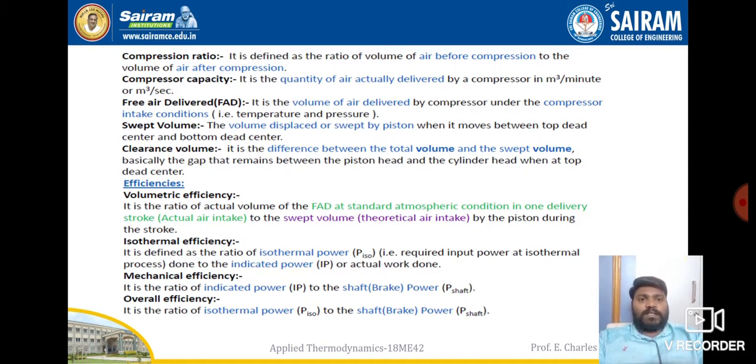Free air delivered, it is called as FAD. It is the volume of air delivered by compressor under the compressor intake conditions. So that is temperature and pressure.